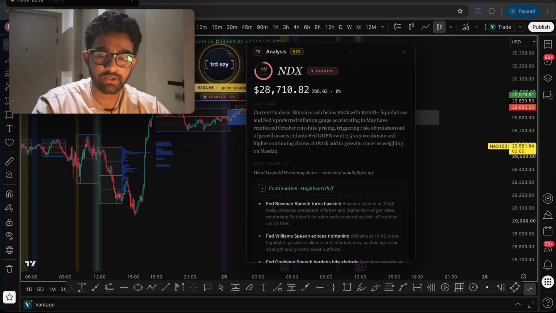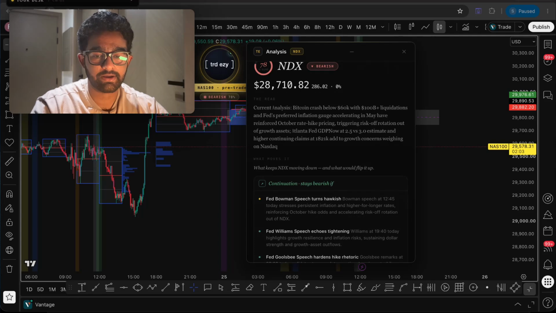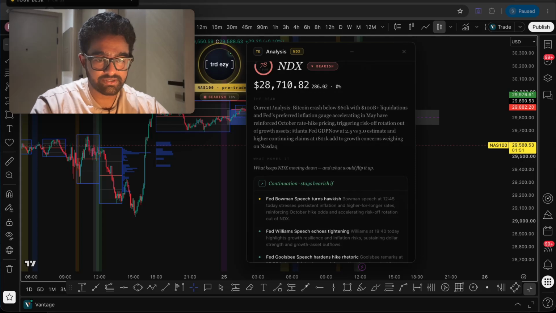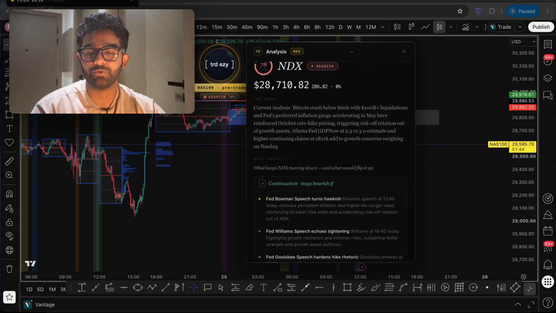So right now over here we can see from the TradingView analysis exactly why NASDAQ is crashing. We have risk off rotations, we have the Atlanta Fed GDP now, we have continuing claims at 1,821K, which adds to growth concerns weighing on NASDAQ. So all of these are causing NASDAQ to go down.